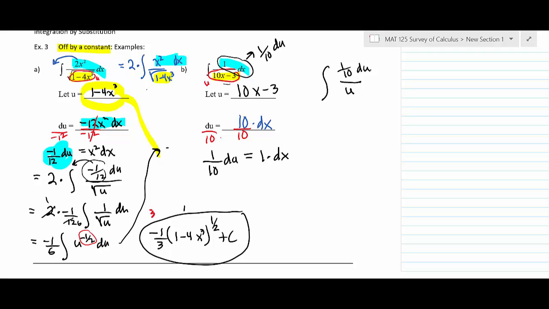Okay, that's the idea. Okay, 1/10 is a constant. What can you do to constants? You can bring them out of the integral. So that would give 1/10 times the integral of 1 over u times du. Remember, you want to end up with something that's an easy integral for you to do. So what's the answer to that integral?